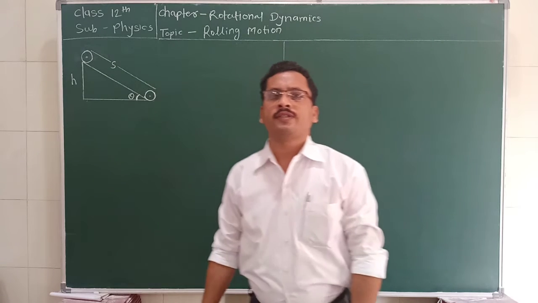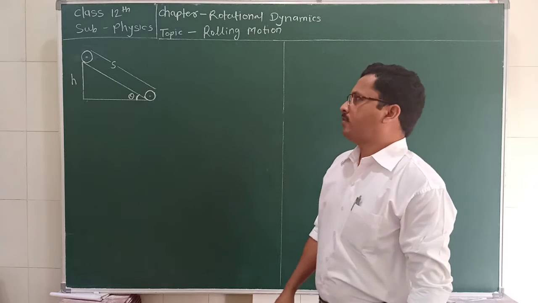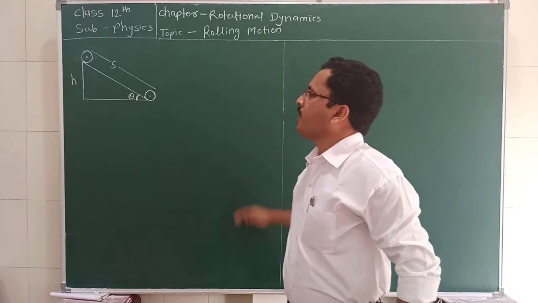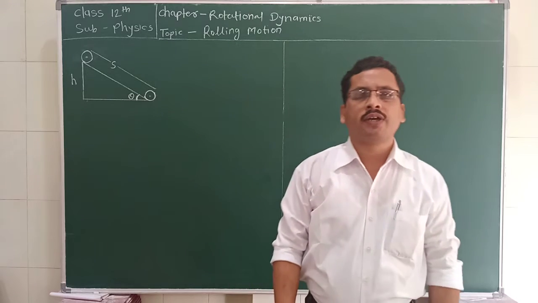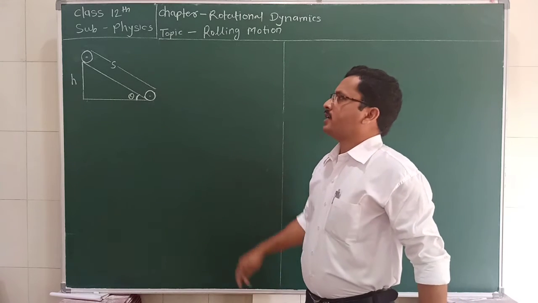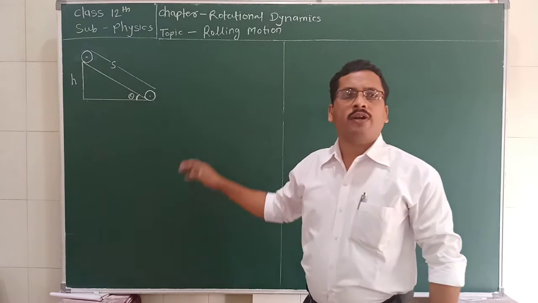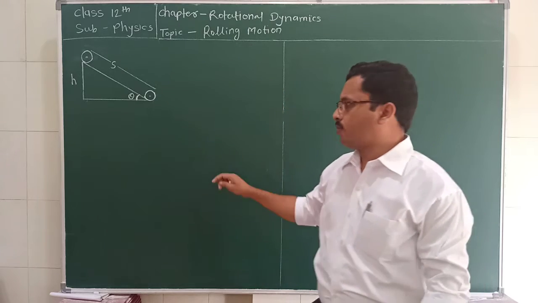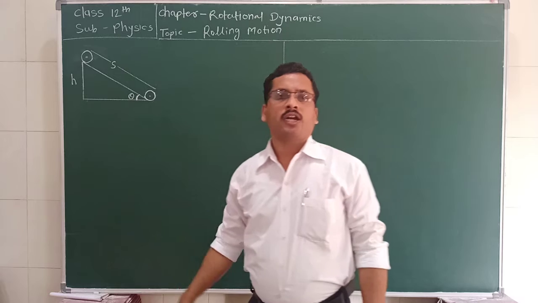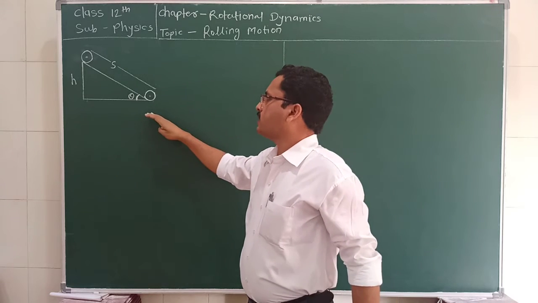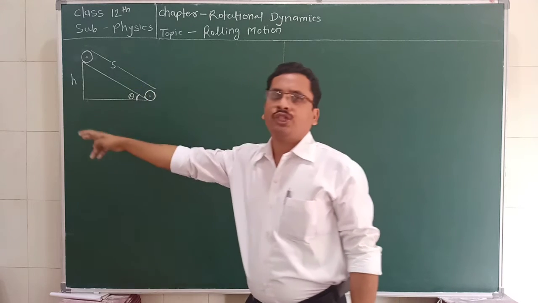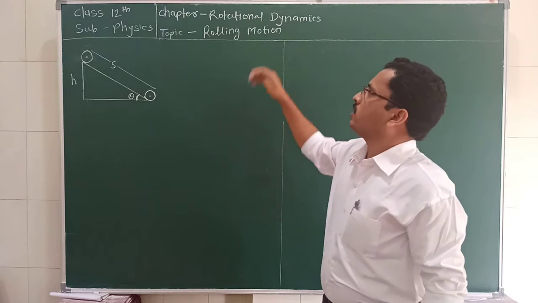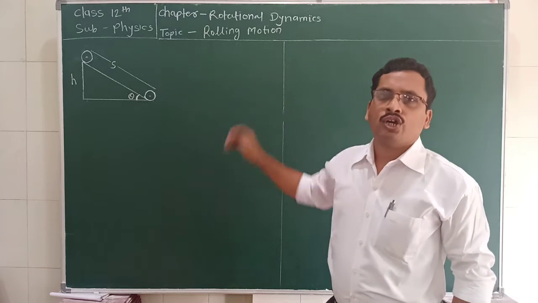Good morning, students. In the last lecture, we derived a relation for the kinetic energy of a rolling body when it is placed on a horizontal surface. In this lecture, we are going to derive a relation for the velocity and the acceleration of the body when it is placed at the top of the inclined surface with an angle theta as shown in this figure. For that, we need to consider the kinetic energy of the rolling body.